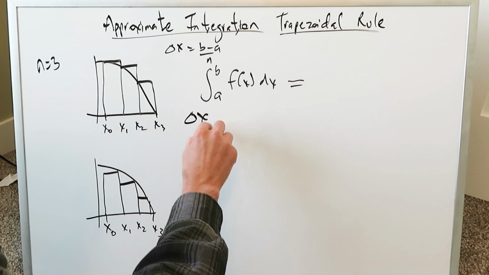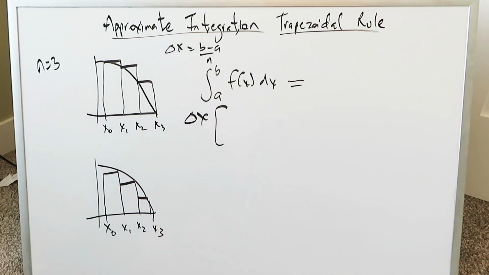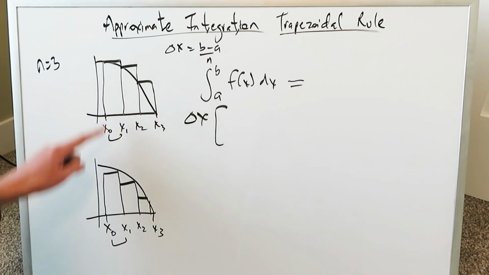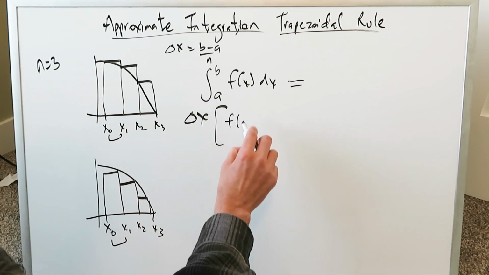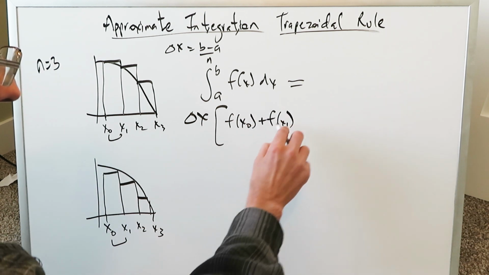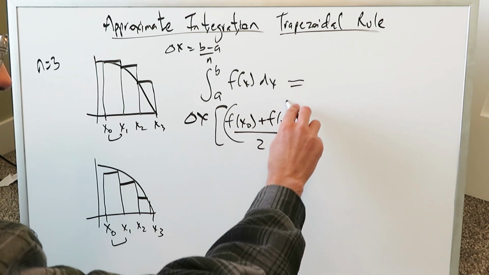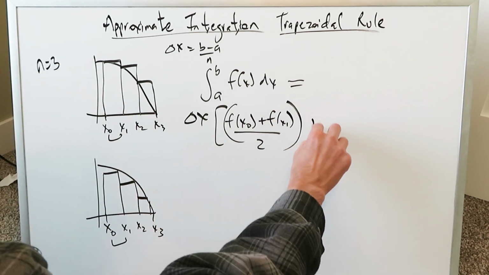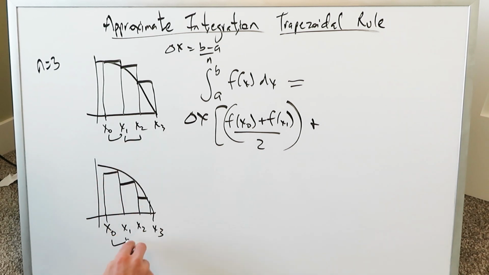You'll have a delta x sitting outside, which is your width of interval. Now for this first interval, x0 and x1, looking for both the left and the right endpoints, you have to bring in their average. So you'll put the x0 value into your function, you'll put the x1 value into the function, and you'll average it out. That'll be the result of your first interval right here, feeding in. Now in your next interval, we're going from x1 to x2.